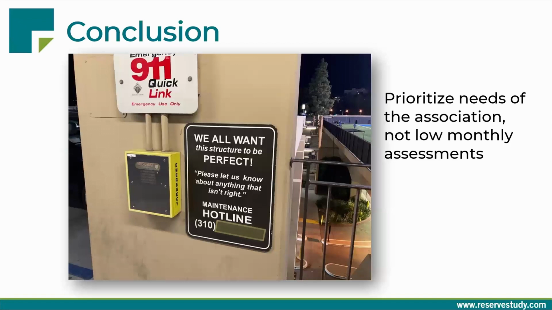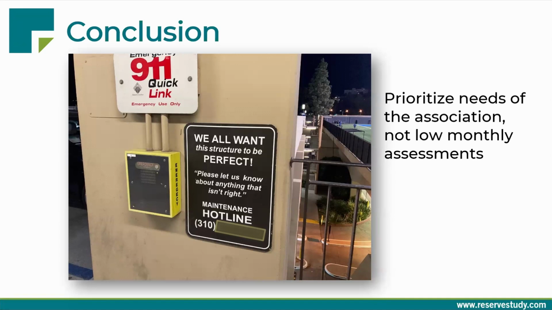I took this picture because I like the sign at this association. Parking garage is to my left, the high rise is to my right, and this board gets it. They understand that they want to take good care of this property. The objective is not low monthly assessments. They've enlisted all the homeowners to help them see where the maintenance areas are, what needs to be fixed. They didn't want to let maintenance problems get a toehold in their association and start to degrade it.